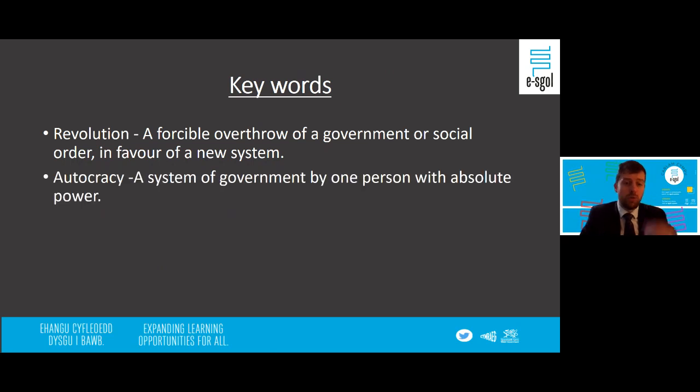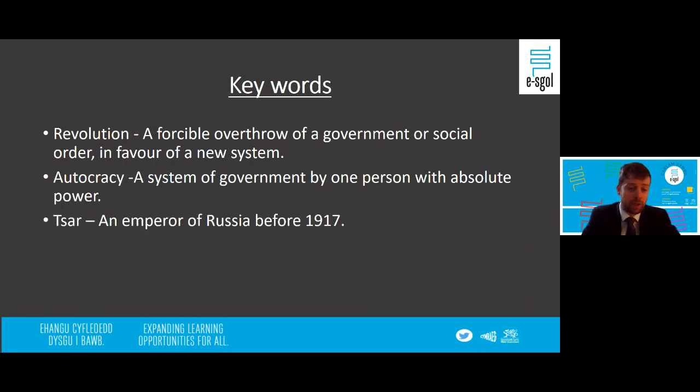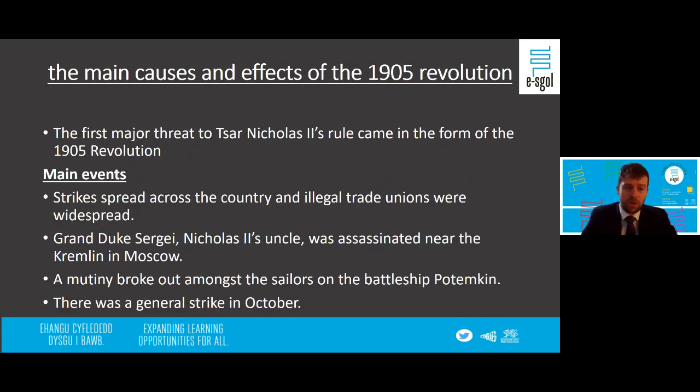So keywords of this: revolution, which is a forcible overthrow of a government or social order in favour of a new system. Autocracy, which is a system of government by one person with absolute power over that system. The Tsar was the emperor of Russia before 1917. So the main causes of the 1905 revolution were strikes that spread across the country and illegal trade unions which had become widespread. The Grand Duke Sergei, Nicholas II's uncle, was assassinated near the Kremlin in Moscow, the heart of the Tsar's power. A mutiny broke out amongst the sailors on the battleship the Potemkin, and there was a general strike in October as well.